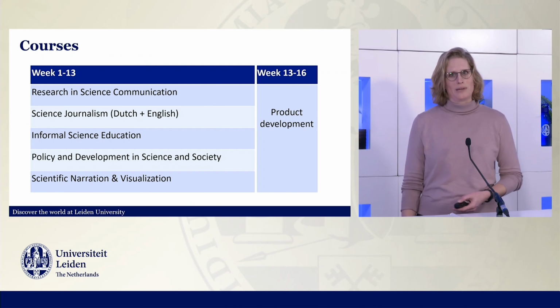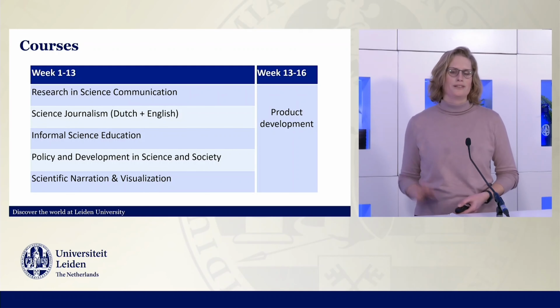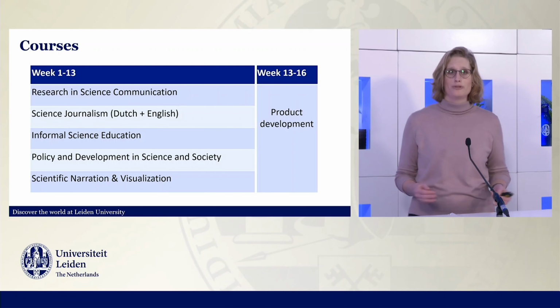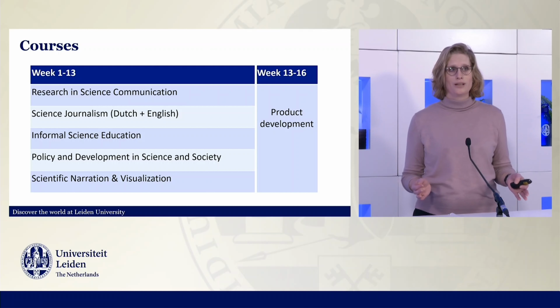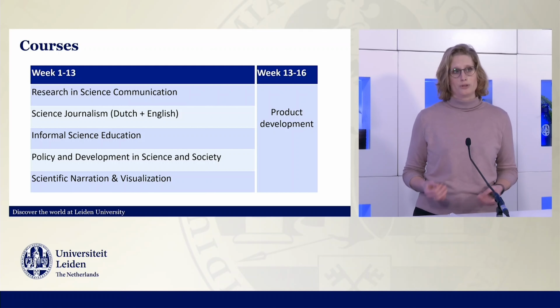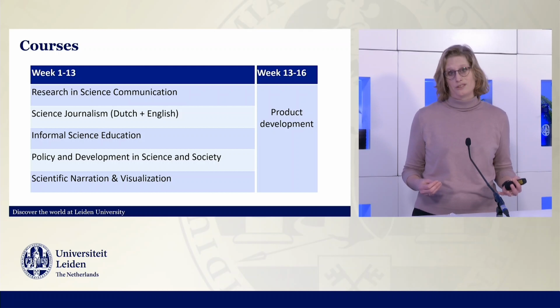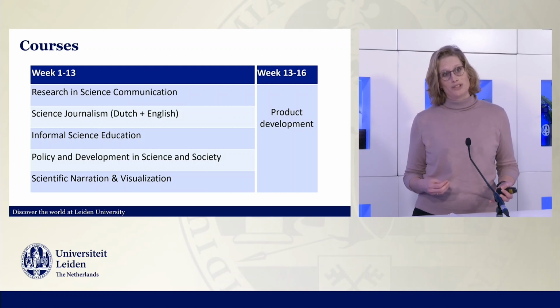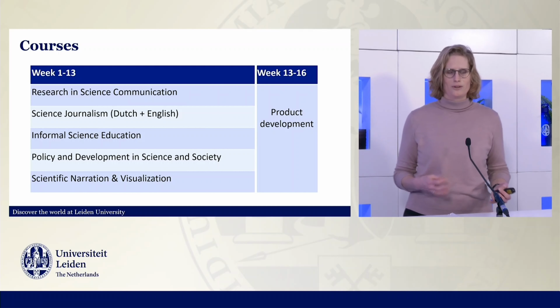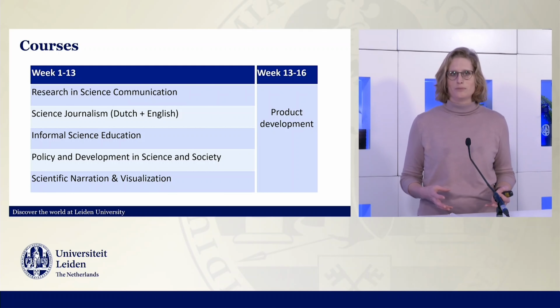And I'll talk a bit about what these courses entail and also what the internships are like. So in the first 13 weeks of the coursework, we have 5 different courses that run simultaneously. The first one is Research in Science Communication. We have Science Journalism in Dutch and in English, and all the other courses are in English only: Informal Science Education, Policy and Development in Science and Society, Scientific Narration and Visualization. And I'll talk about these different courses in more detail.